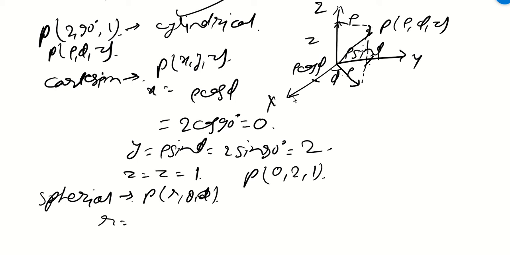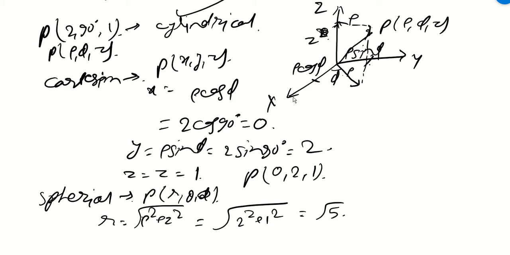So Z square will also get added, right? So the square root of rho square plus Z square will be my r. So rho square plus Z square, as I have derived in the previous lecture. You can go and see my previous lecture as well. So this will become my rho square is 2 square plus 1 square. This is root 5. So r is fine.